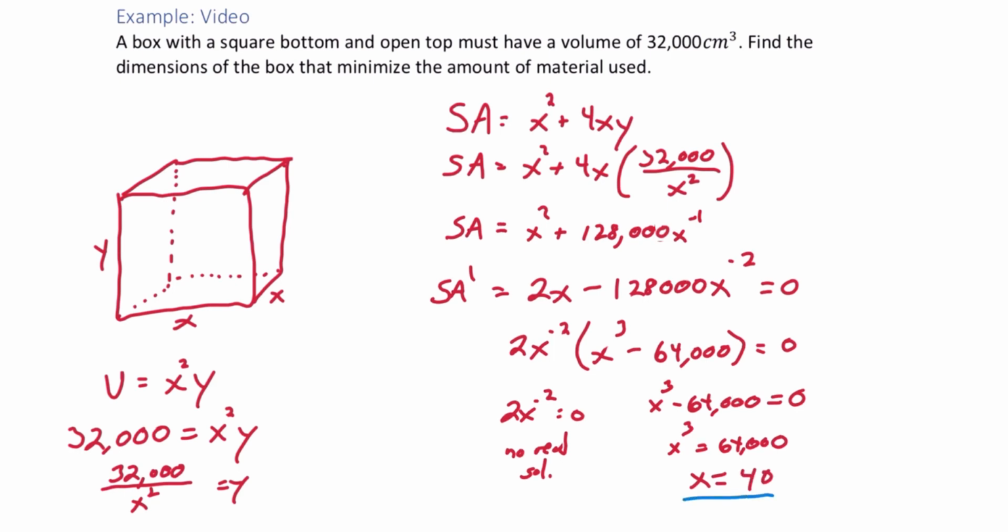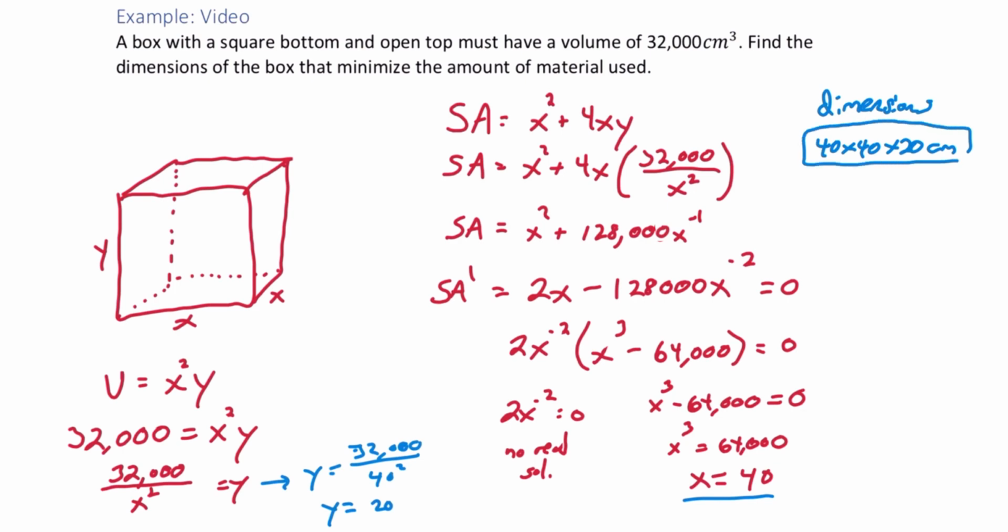Now that we have what x is, we can plug it into y. y is equal to 32,000 divided by 40 squared. That means y is 20. So the dimensions of the box that we're looking for are 40 by 40 by 20 centimeters. This will give us a volume of 32,000, and it will also minimize the amount of material used.